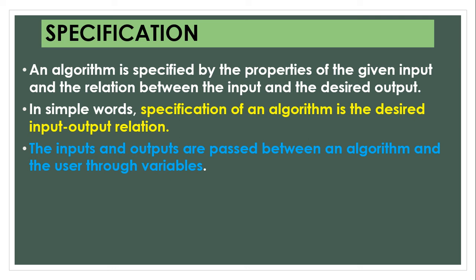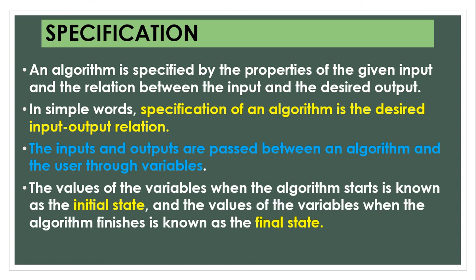So a variable is nothing but a container which holds the values, which stores the values here. So already we have discussed these concepts in the previous video itself. The value of the variable when an algorithm starts is known as the initial state, and the value of the variable when the algorithm finishes is known as the final state. So each input and output is stored in a variable. A variable is nothing but a container which stores all the values. So when the algorithm starts to execute, the values in the variables are the initial state.